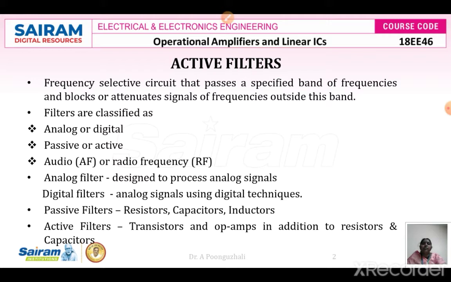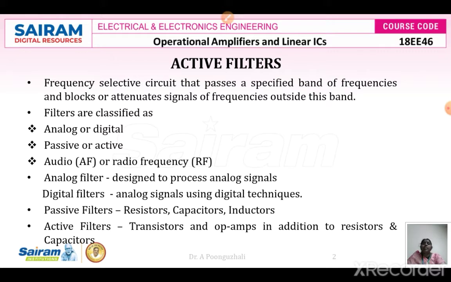An active filter is a frequency selective circuit which is going to pass a specified band of frequencies and attenuate or block a specified band of frequencies. So a filter is nothing but a frequency selective circuit which passes a specified band of frequencies and attenuates a set of frequencies outside the pass band. The set of frequencies which your filter is going to allow is called the pass band, and the set of frequencies which your filter is going to block or attenuate is called the stop band.